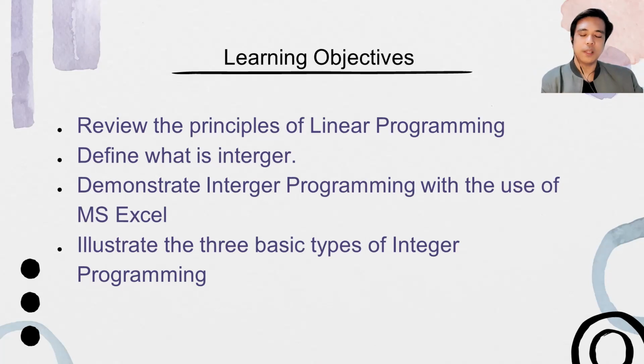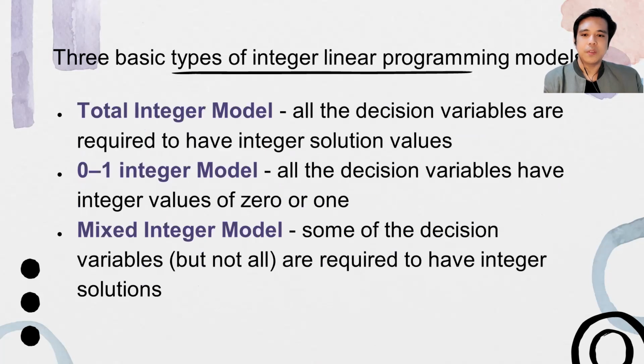We'll also tackle the three basic types of integer programming. It's going to be an exciting quantitative decision tool. But like we said, since we have already completed our discussion of linear programming, it should be fairly easy for you. So first, let's define what an integer is. An integer is a whole number, a number that is not a fraction.